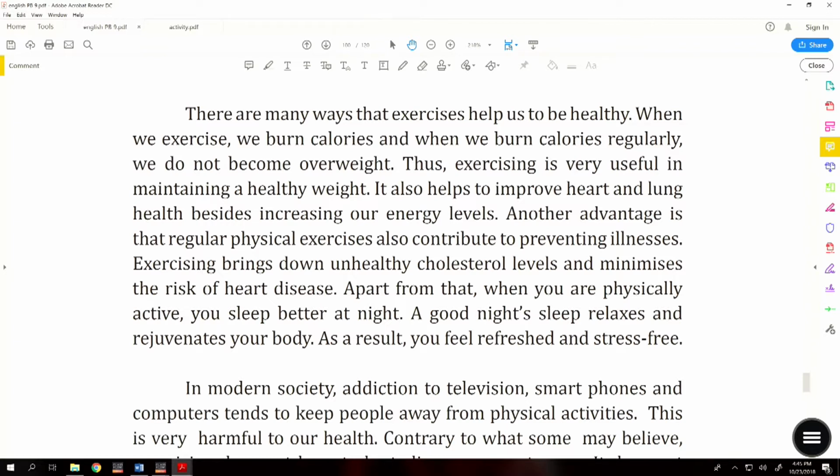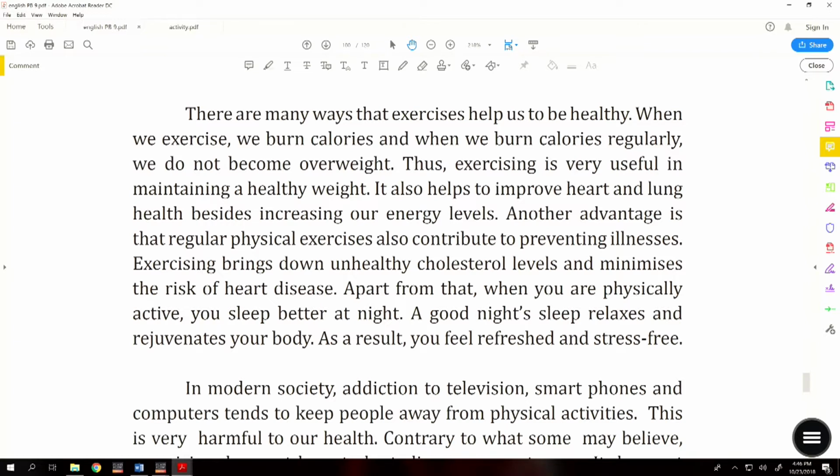We will not become obese. Thus, exercising is very useful in maintaining a healthy weight. To maintain a healthy weight, what helps us? Exercising. It also helps to improve heart and lung health, to protect the health of the heart and lungs, besides increasing our energy levels.